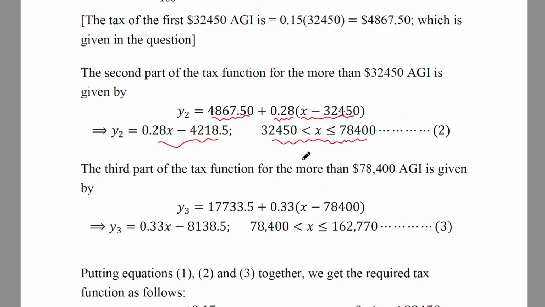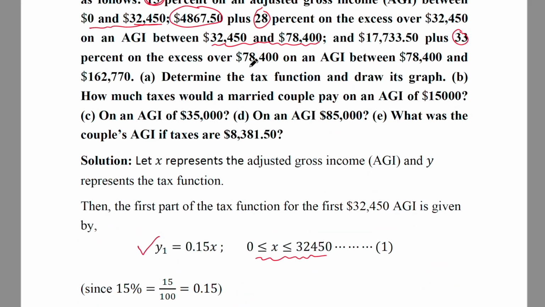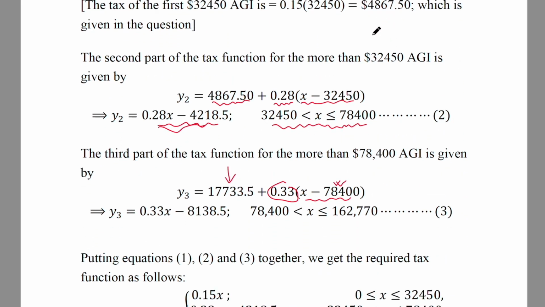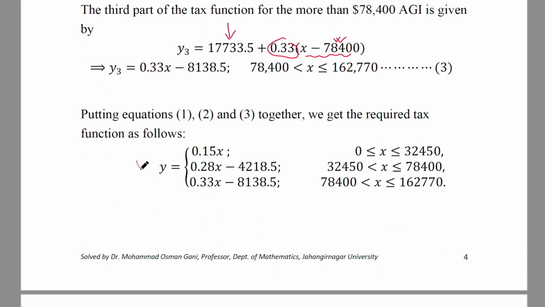And for the third case, 33% is the tax for the amount which is bigger than 78,400. But for the first 78,400, if you put here 78,400, you will get this result, but this is already given in your question. You see, this is given in your question, this amount plus 33% for the remaining part. So combining three pieces together, this is your tax function.